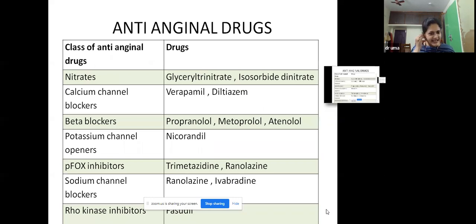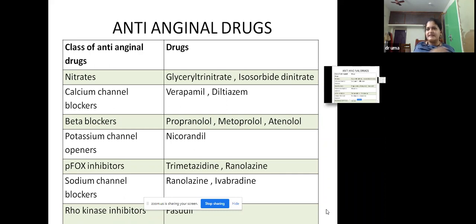So these are the anti-anginal drugs: nitrates, which are glyceryl trinitrate and isosorbide nitrates, calcium channel blockers, beta blockers, and the potassium channel opener nicorandil. Then the pFOX inhibitors like trimetazidine and ranolazine. These act mainly by a non-hemodynamic mechanism. So these drugs will not alter the heart rate or pulse rate.